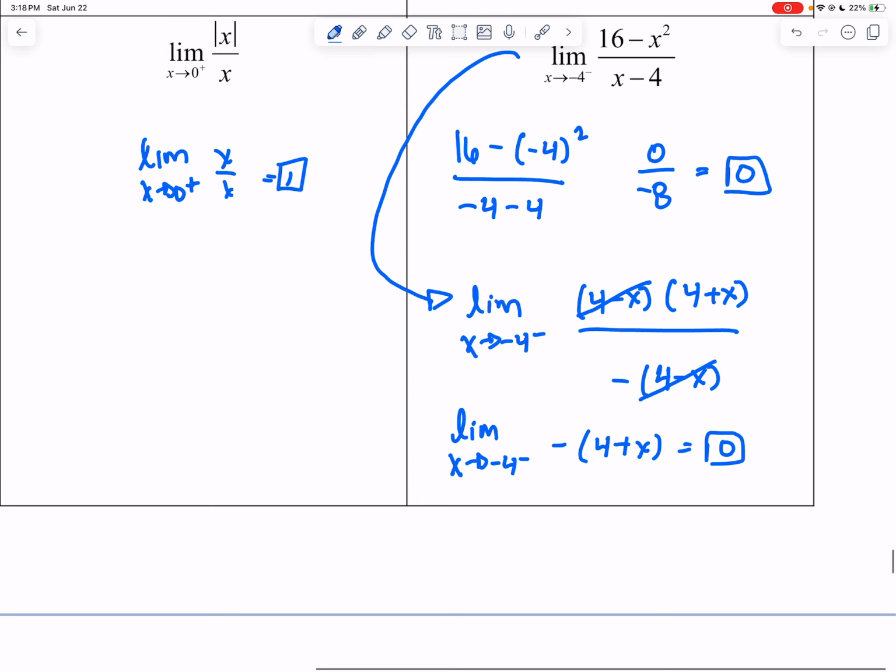But obviously, you probably want to use direct substitution first because it's going to be the easiest if you can, obviously.